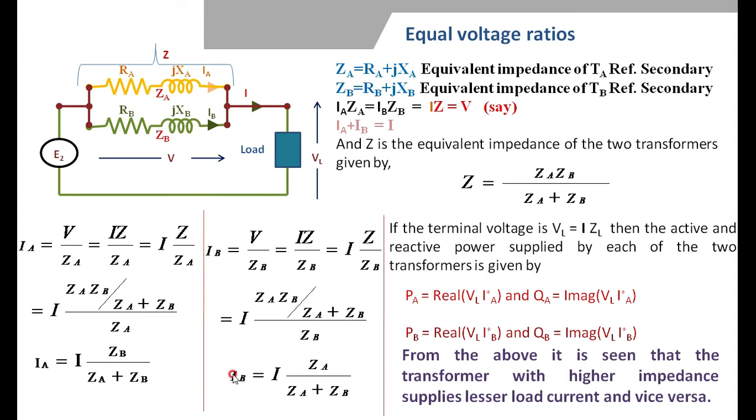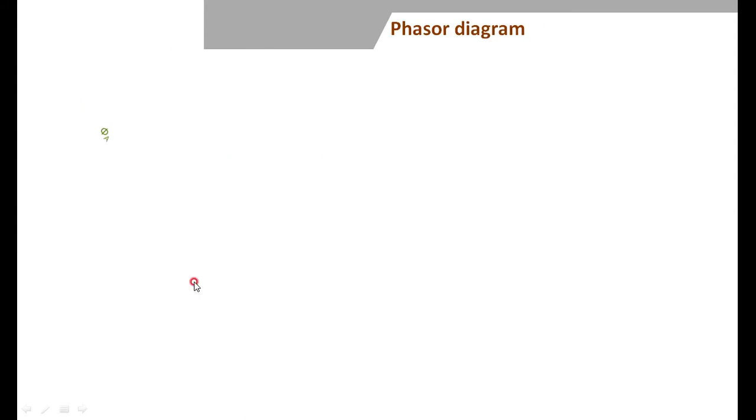Once we know the value of IB and IA, and we know the value of V, then the product of V and IA gives the total apparent power supplied by the transformer A. If you want the real power, the real part of V into IA gives the power supplied by A, and the real part of V into IB gives the real power supplied by the transformer B. This is how we derive the equation.